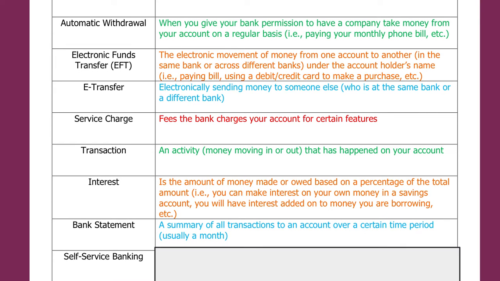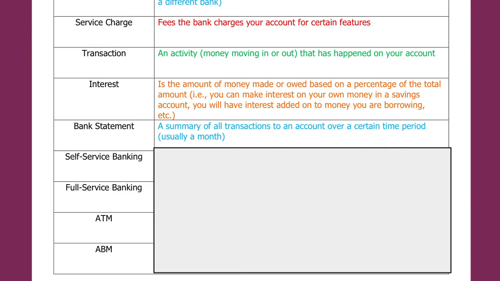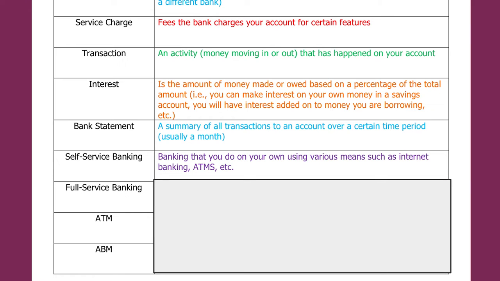Bank statement. So that's a summary of all transactions to an account over a certain period of time, which is generally a month. Next, we have self-service banking. And this, let me just move it down here, is banking that you do on your own using various means. So you can use internet banking, ATMs, and so on. So as long as you're doing it by yourself and no one at the bank has helped you to do it, then that's called self-service.